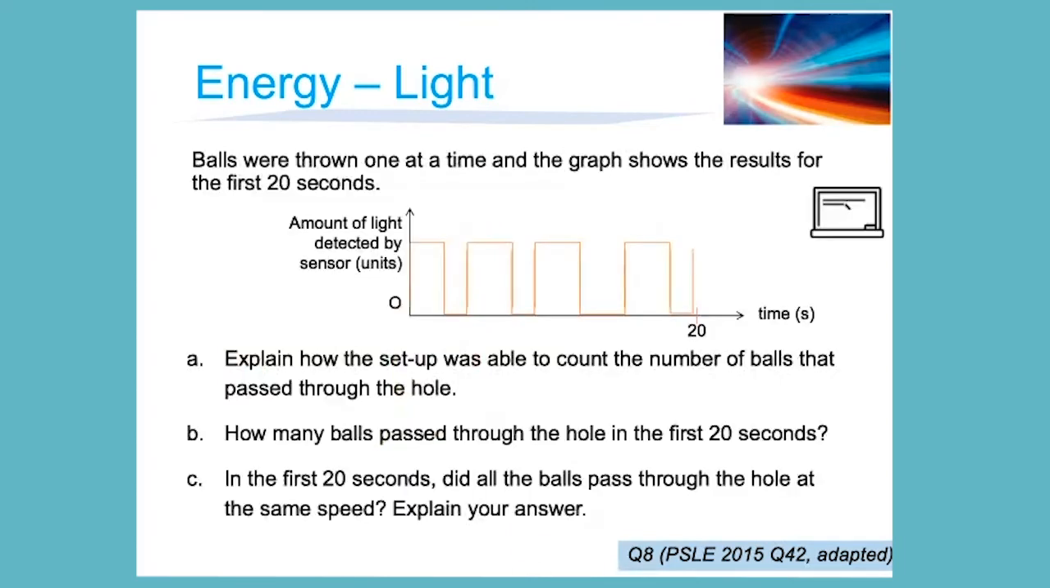Okay. So balls were thrown one at a time and the graph shows the results for the first 20 seconds. Now explain how this setup was able to count the number of balls.